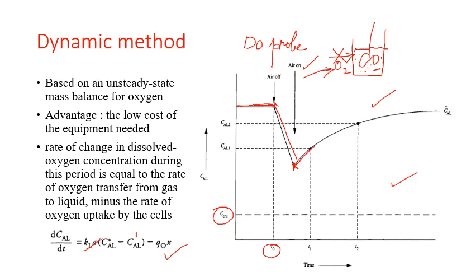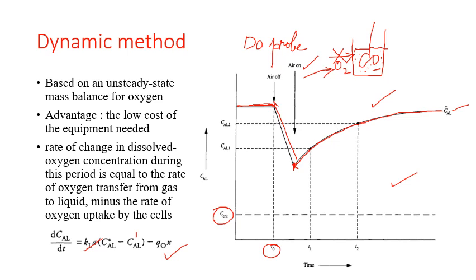This concentration of oxygen will increase gradually, and then it takes some time to reach back to its normal concentration. So if CaL was the concentration initially, when there was an equilibrium, it takes some time to come back to this CaL, the concentration of oxygen that was present in the reactor before you switched off your oxygen.